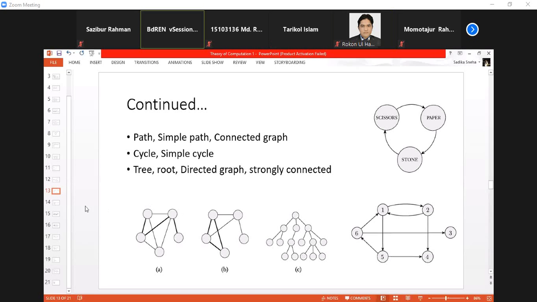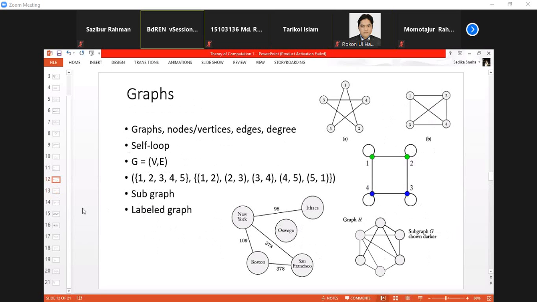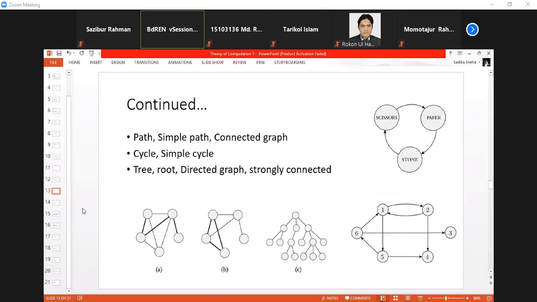Ma'am, they have some node repetition, ma'am. Yes, there is node repetition available. Ma'am, every two nodes have a path, but they have repetition of nodes also, ma'am. In the previous picture. That is not a concern right now. There can be repeated nodes.